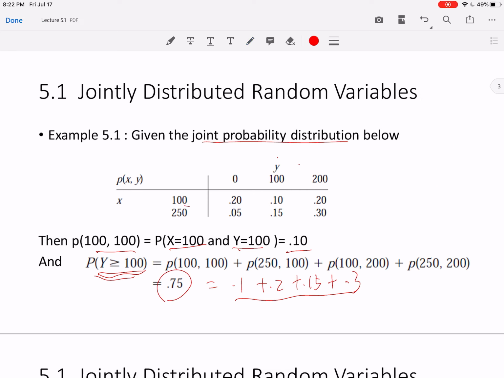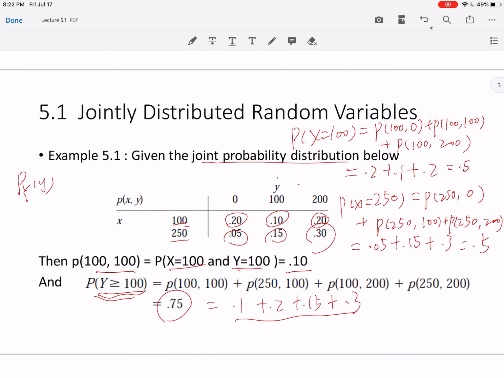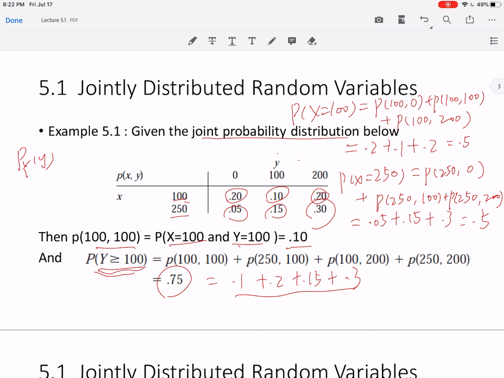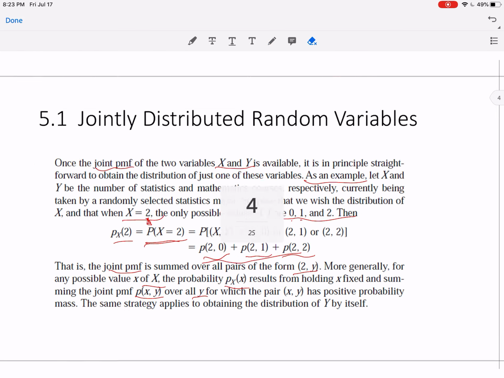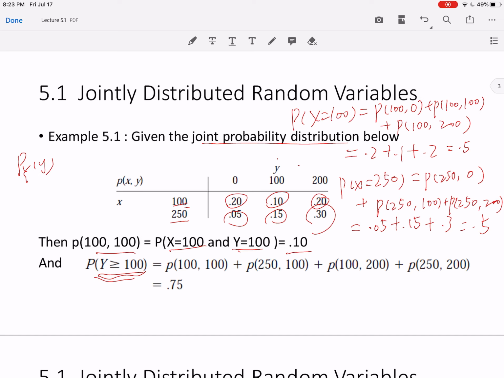Okay, now we have already got the probability of each possible value of x. Now we can just write up the marginal PMF of x.